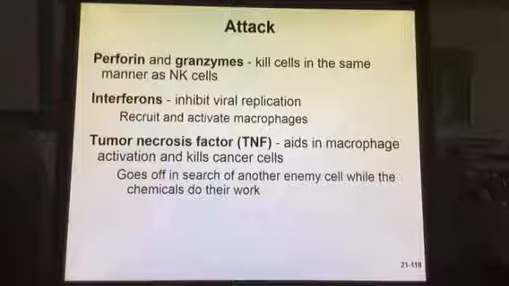Okay, sorry, I'm getting a little ahead of myself. So this talks about how it kills the cells in the same manner as those NK cells. So the perforin was that protein that makes a hole in the cell membrane, and then the granzymes are the enzymes that go inside to destroy the enzymes of the host cell. And that's what happens. So that's how the T cells are going to attack, the same process that we saw in the NK cells.